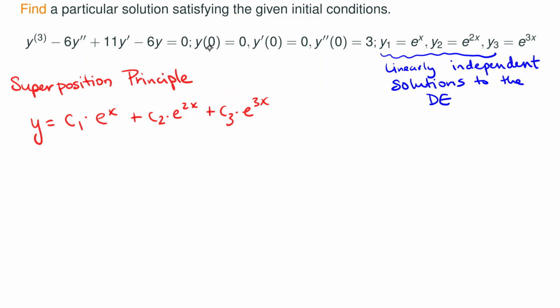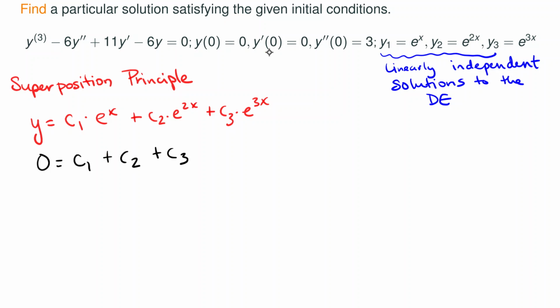So for our first condition, inputting 0, we should end up with 0. E to the 0 is 1. E to the 2 times 0, also 1. So that really quickly becomes 0 equals C1 plus C2 plus C3.